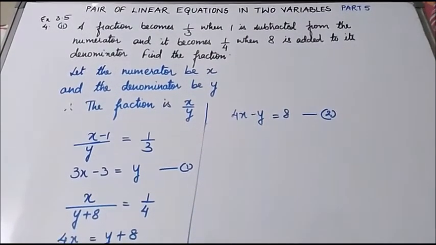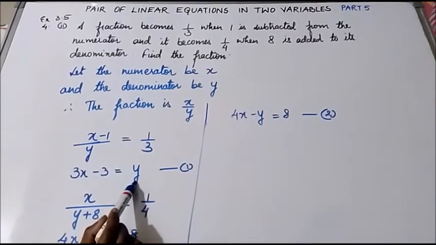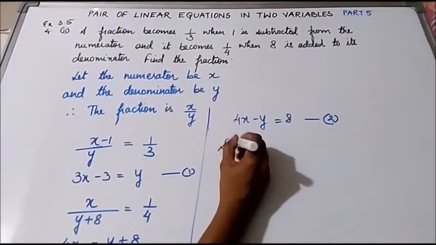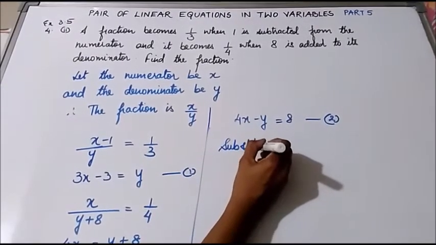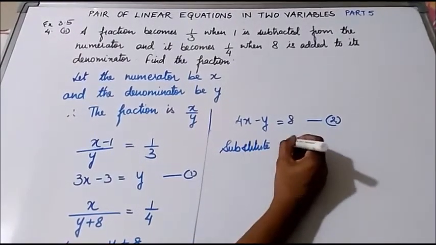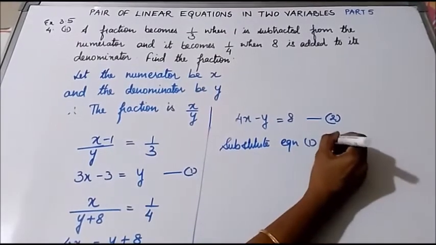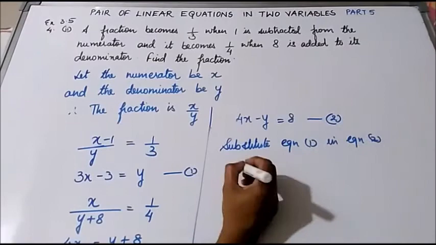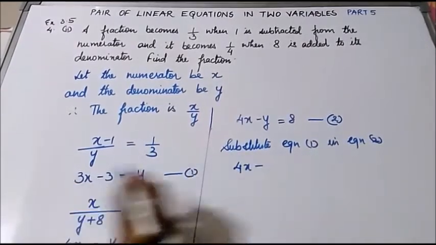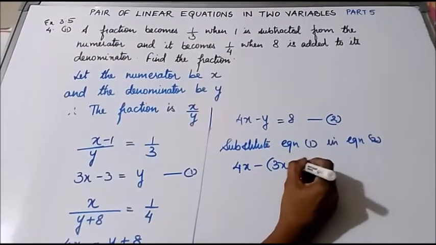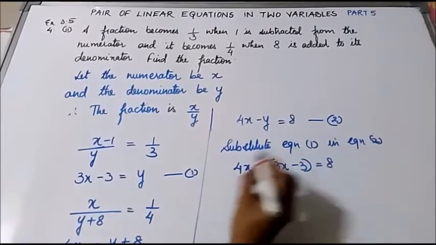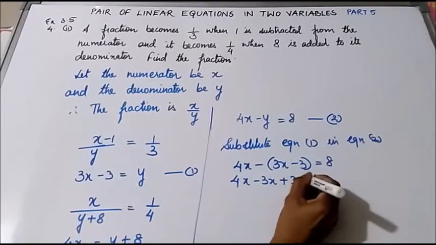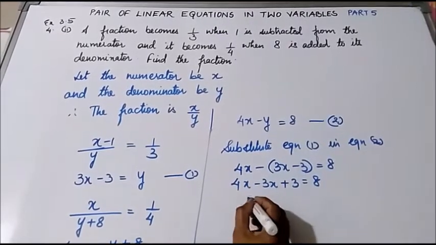Second equation. Now, since in the first equation Y is written in terms of X, we will do it by substitution method. Substitute equation 1 in equation 2. What you get here? 4x minus, what is Y? Y is 3x minus 3, is equal to 8. You get here 4x minus 3x plus 3 is equal to 8.